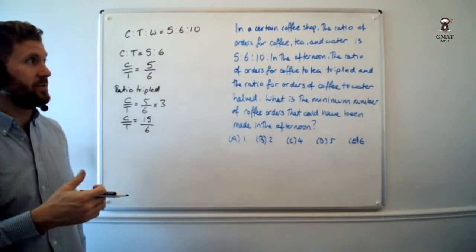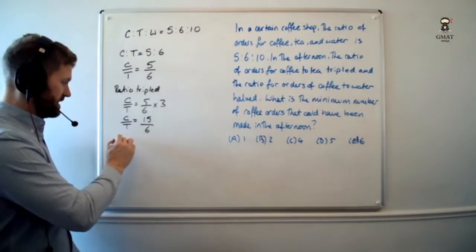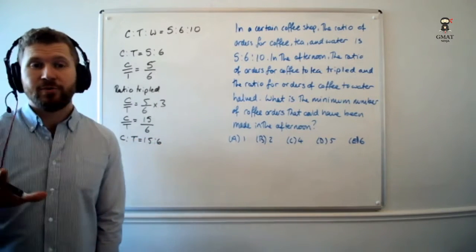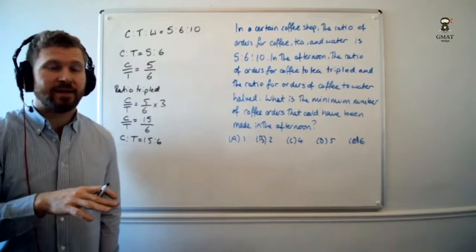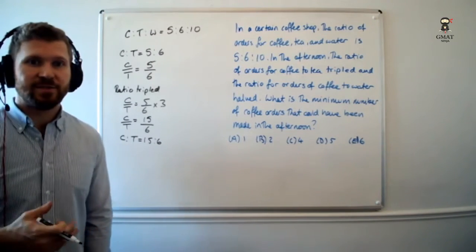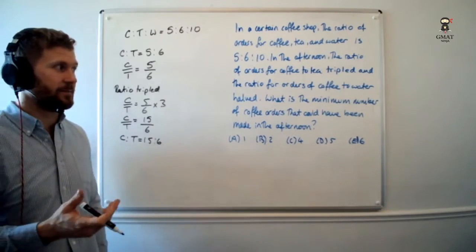So in the afternoon, the ratio of orders for coffee to tea tripled. So the ratio of coffee to tea is now going to be 15/6. And I know that cancels, but I'm not going to do that yet because I don't know what happens in the other changing ratio. It might be easier to leave that and deal with it later.